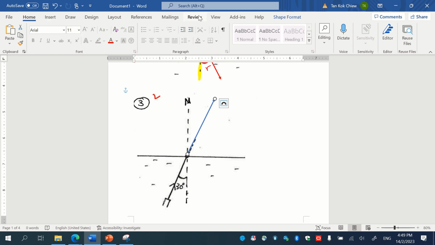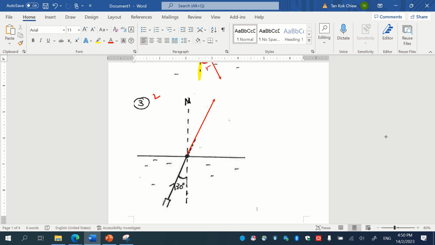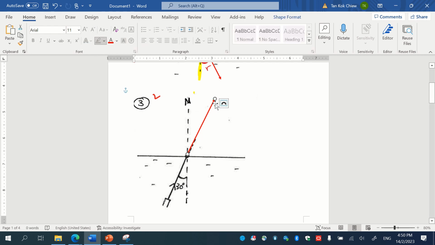I always mark the original path where it will go first. When I know the original path is going here, then I know my bending is within this quadrant. Now how does it bend? According to the rule, the bending is away from the normal line, from water to air. From water to air, you bend away.